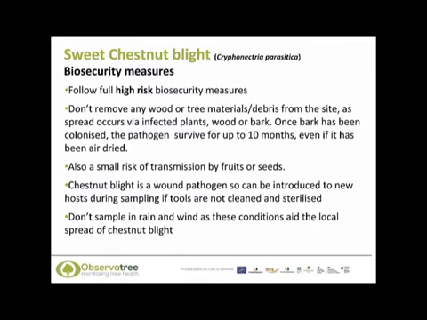Once the bark has been colonized, the mycelium of the pathogen can survive in the tissue for up to 10 months, even if it has been air-dried. There is also a small risk of transmission by fruit or seeds. Locally, the spores of Cryphonectria parasitica are spread in wind and rain, and that is why it is important not to sample in wet conditions, as this might aid the spread of chestnut blight locally.